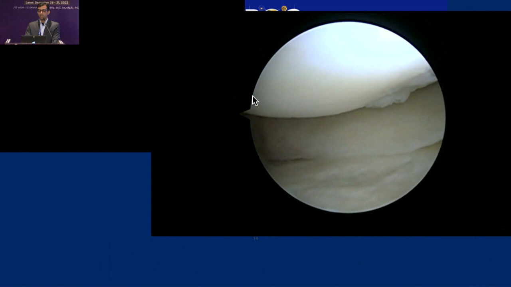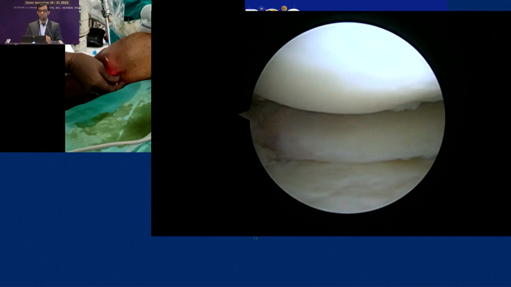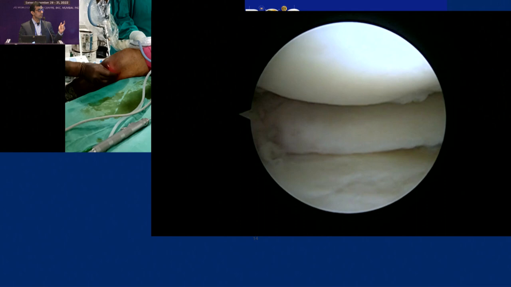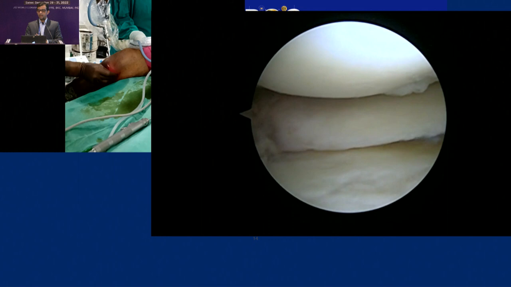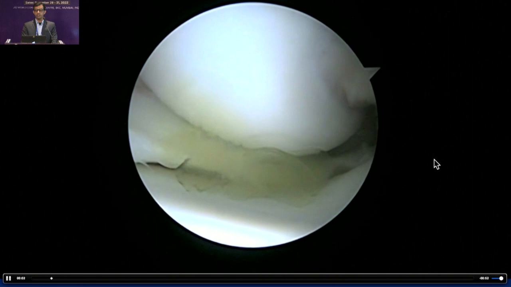This is what I preferred to do in my initial days: MCL tenotomy, even for the medial meniscus resection. That is how you increase the lateral joint space, after MCL tenotomy, until you get grade 2 MCL laxity. That is how you go ahead with the repair technique. So this is a tear along with a cyst.